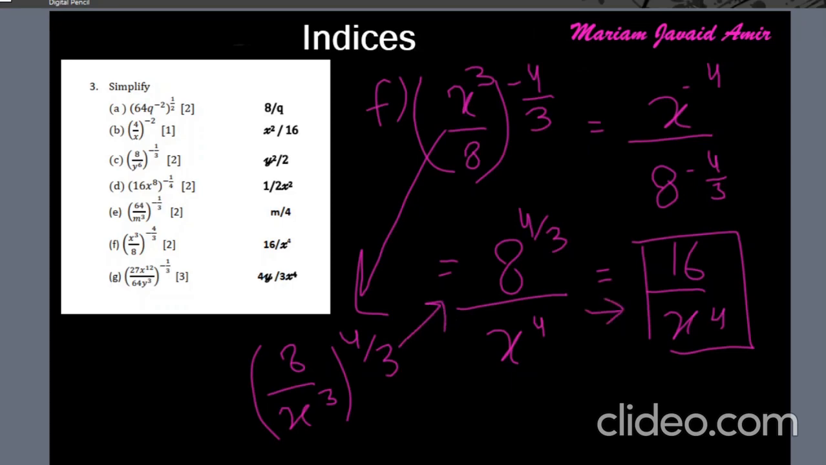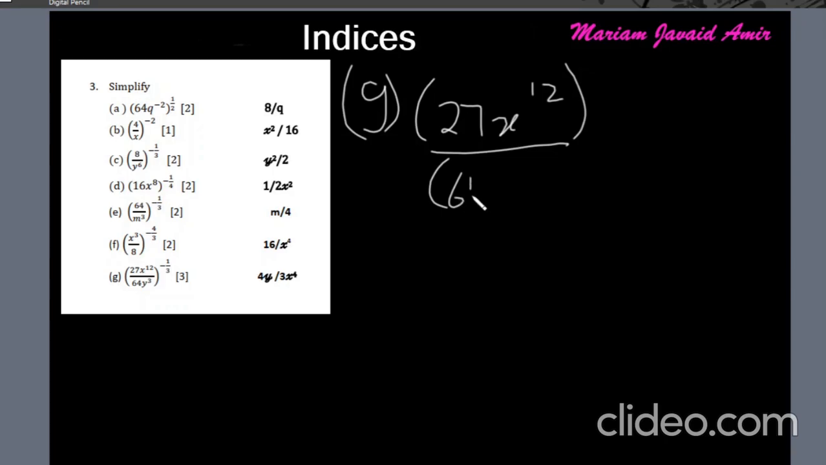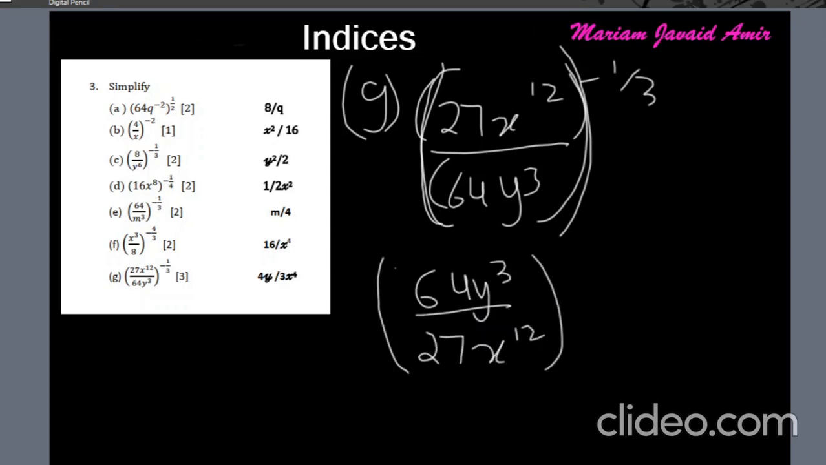Alright, part G is 27x power 12 over 64y cube, whole power minus 1 over 3. So first let's take the reciprocal of this, 64y cube over 27x power 12, and make the power positive.